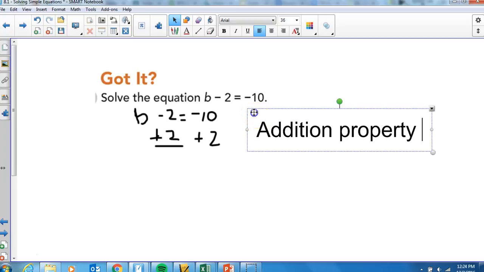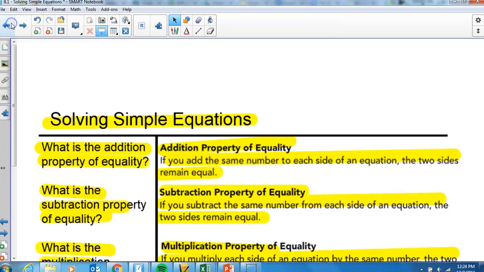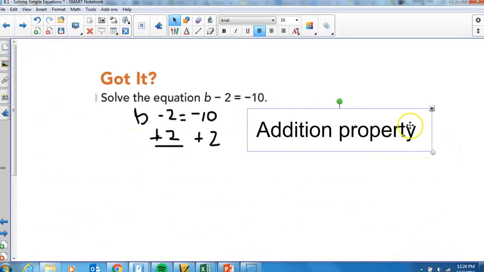So we applied the addition property. What that is, is this property right here, the addition property of equality. So I've applied the addition property of equality.